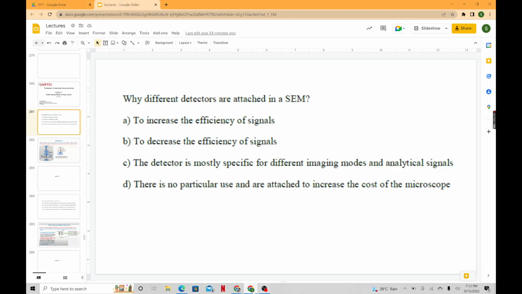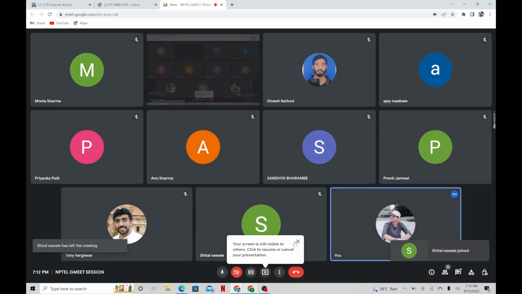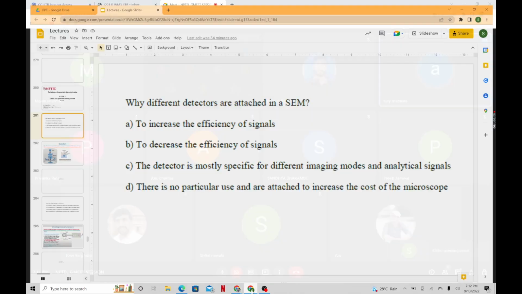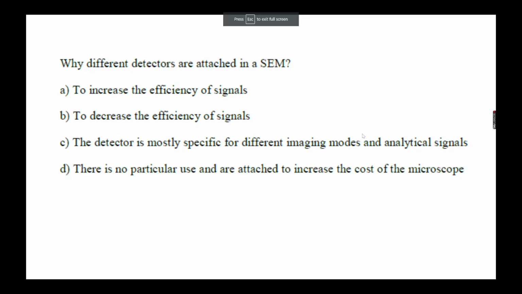Can you guys tell me the answer? It's C. Okay, it's C. So the answer is C, which is right. The detector is mostly specific for different imaging modes. There are different imaging modes like secondary electron and backscattered electron. So every detector has its own purpose, and we can use it for that.